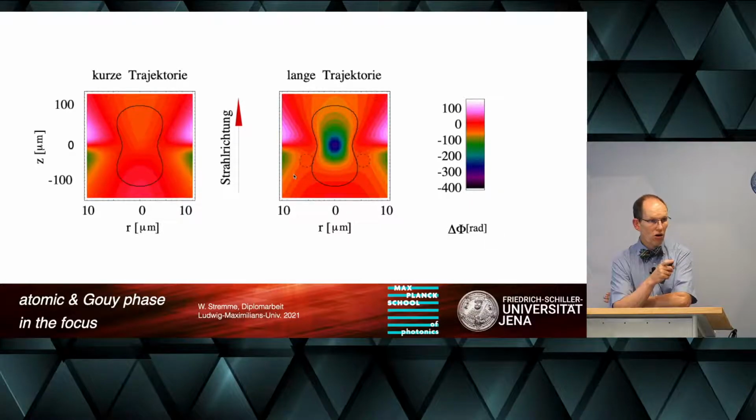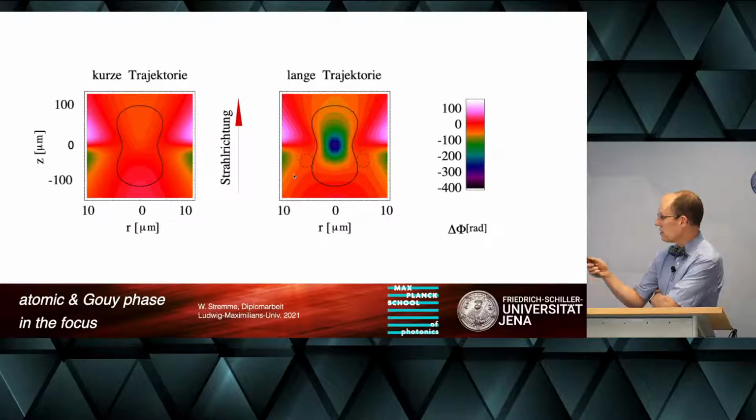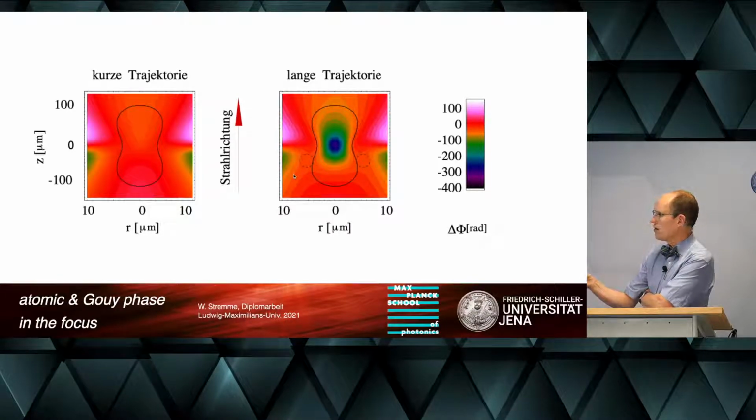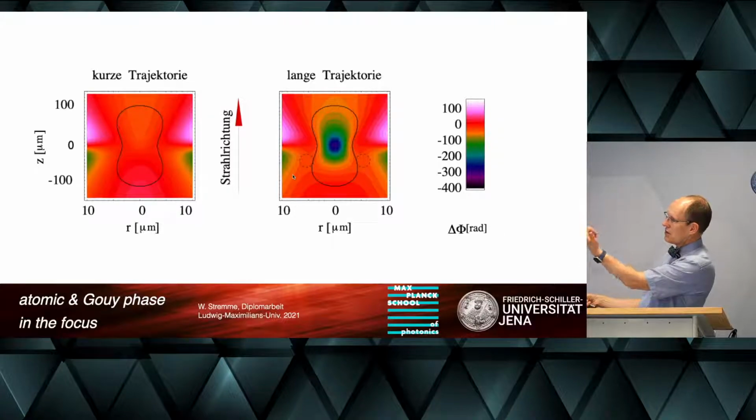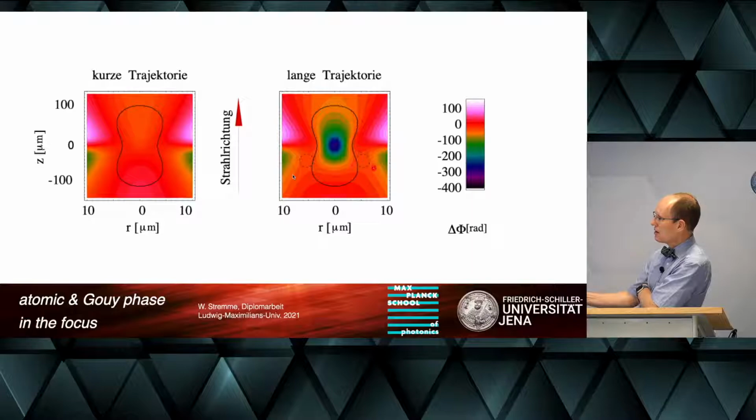If we look at the long trajectory, then there are also saddle points, but it's actually not a saddle point or a certain volume, it's actually a ring here. So we have here cross sections through the focus, and it's easier to see here because the phase gradient is larger, therefore the colors are more different. So we see that there's an extremum here, and you have to think that this of course has rotational symmetry. So it's a ring here.